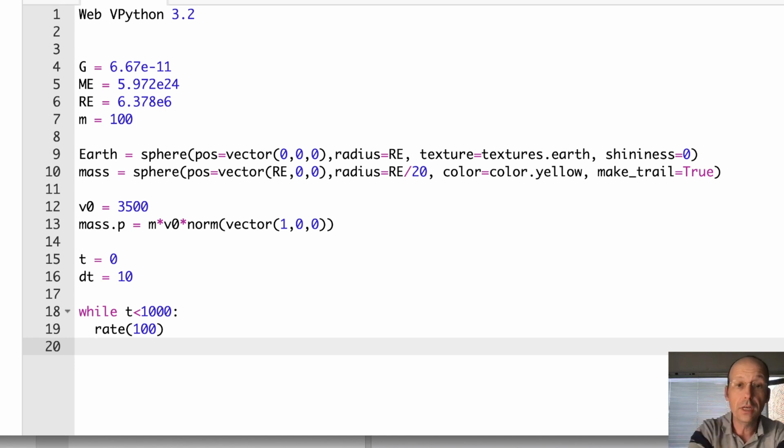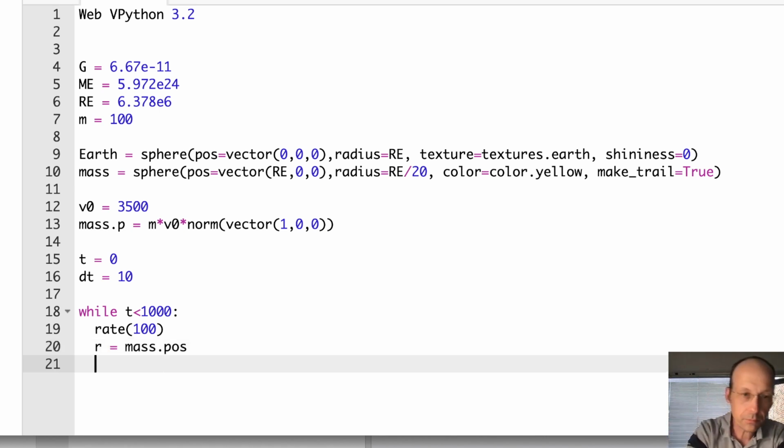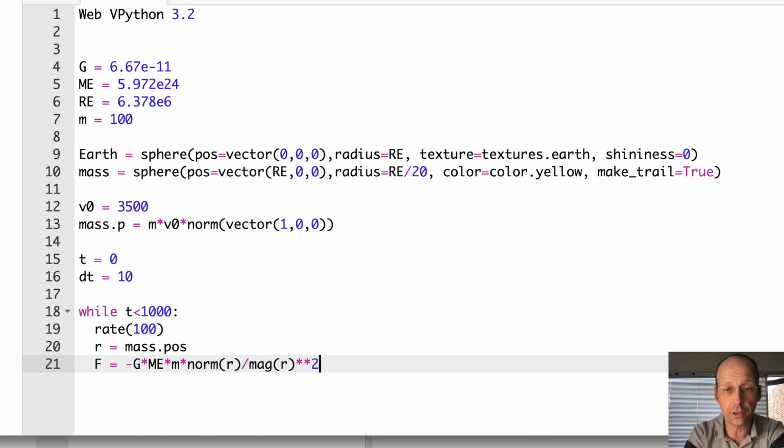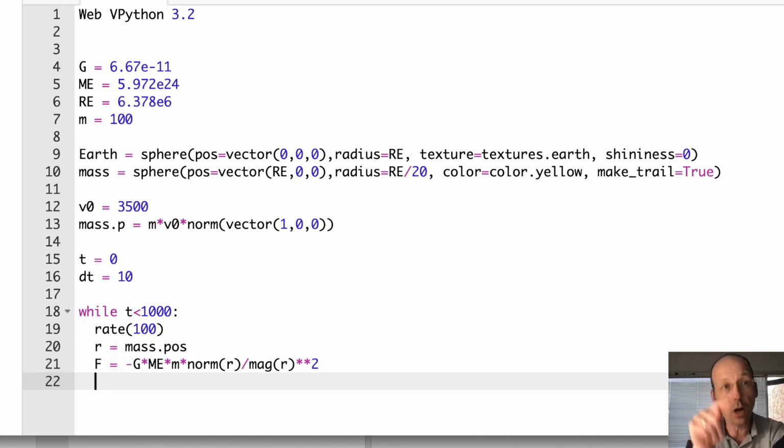And the first thing I'm going to do is r equals mass.pos. mass.pos is the vector location of the object. But I'm going to call it r just because it looks better in the equation, and I like that. So now I'm going to calculate the gravitational force, negative G times mass of the Earth times m times norm r. Norm r is a unit vector. That's r hat. Divided by mag r, that's the magnitude of a vector, and then star star 2 is squared.